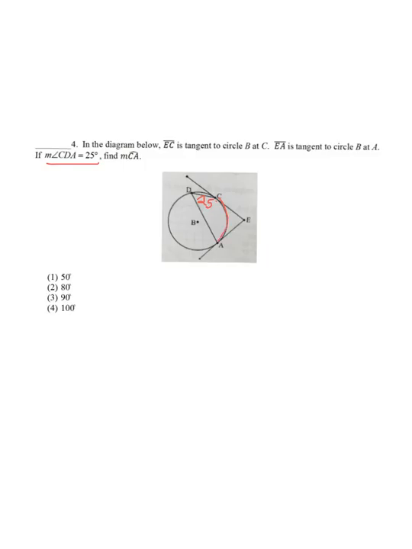Well, I know that angle CDA is an inscribed angle. That's this angle right here. And because it's inscribed, that's equal to 1/2 the measure of the arc that it intercepts, which is CA. So CA is double the value of 25, which makes it 50 degrees. That is choice 1.